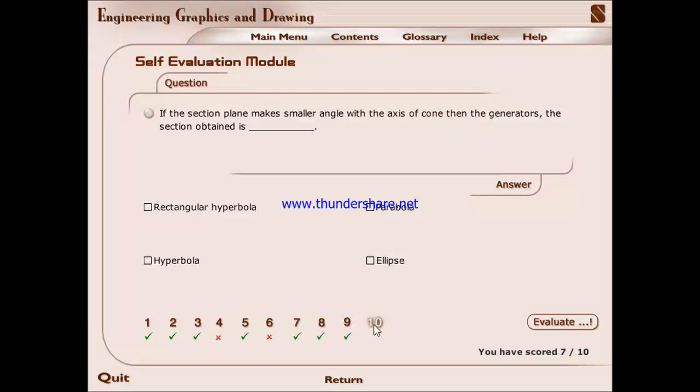Next one, the last. If the section plane makes a similar angle with the axis of the cone as the generators, then the section obtained is: rectangle, hyperbola, parabola, or ellipse. It is a hyperbola.